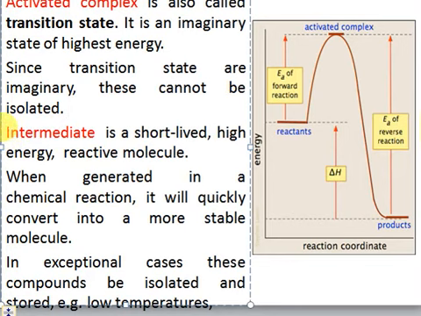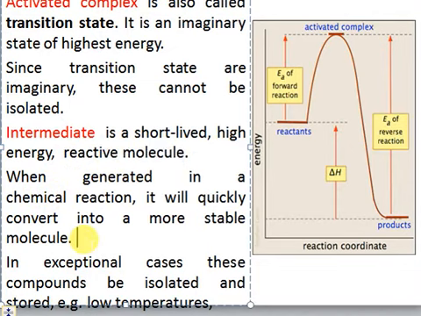Next we have intermediate. An intermediate is a short-lived species. Short-lived means it is formed for a very, very small time, but it is an actual species. It has high energy, just like the transition state. It's a reactive molecule, generated in the chemical reaction, and it is quickly converted into a stable product, right? They cannot remain like that. Why? Because it's very highly reactive, right?